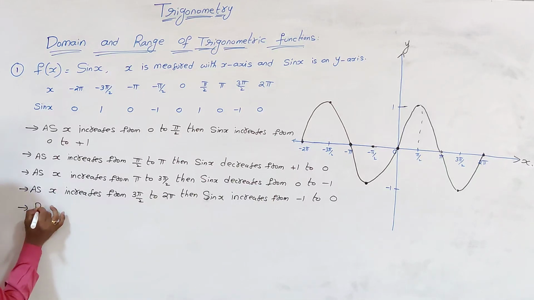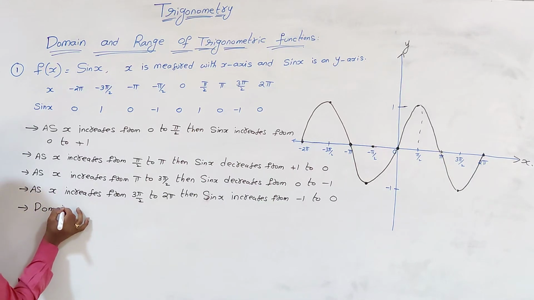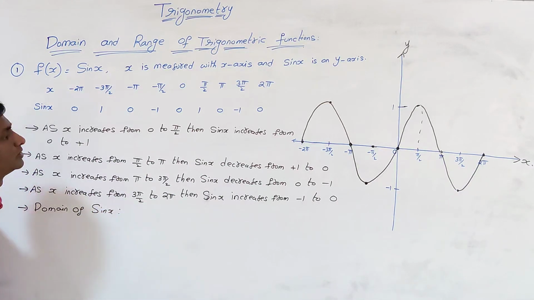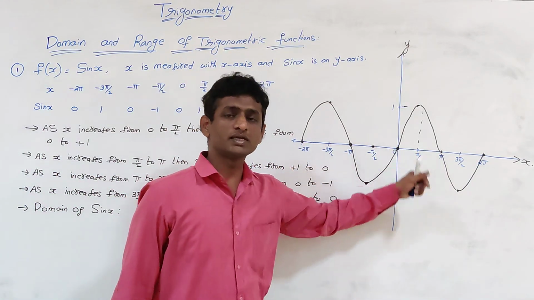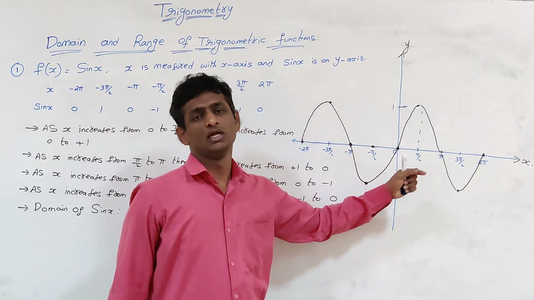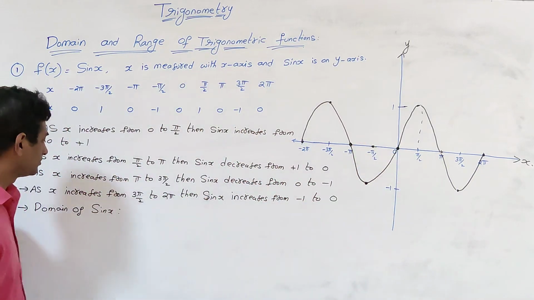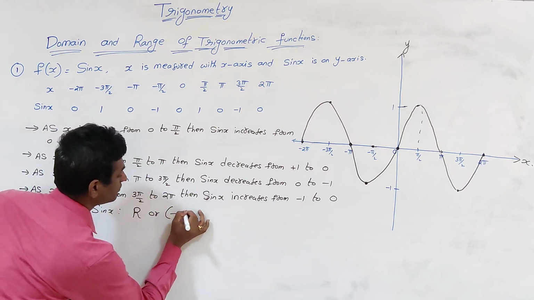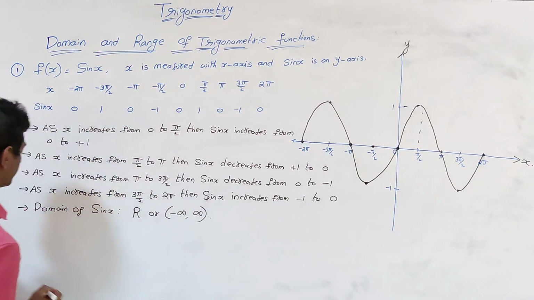Next, what is the domain? Domain of sin x is what it accepts, for all angles, means it will be for all real numbers. So it is R, or we can say -infinity to +infinity.